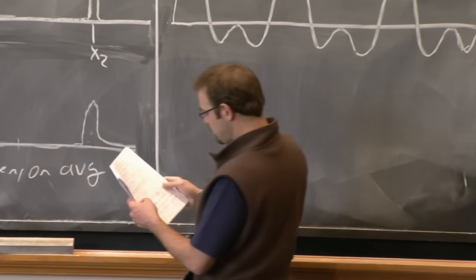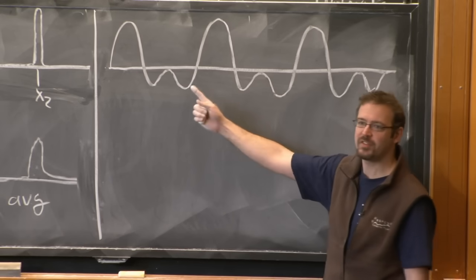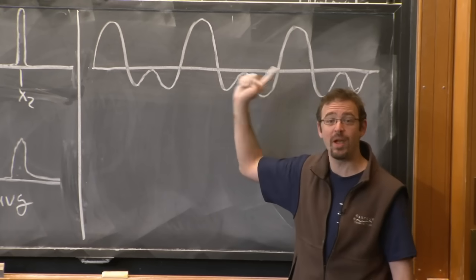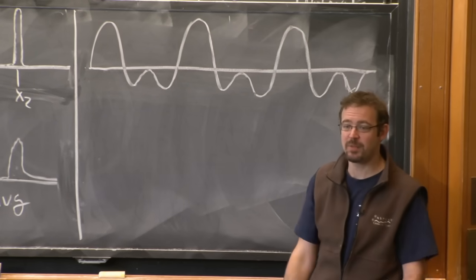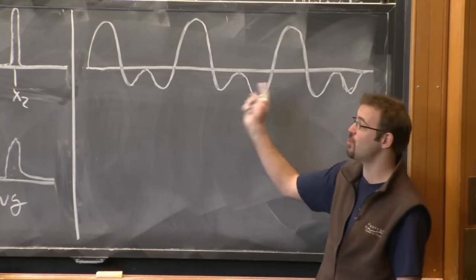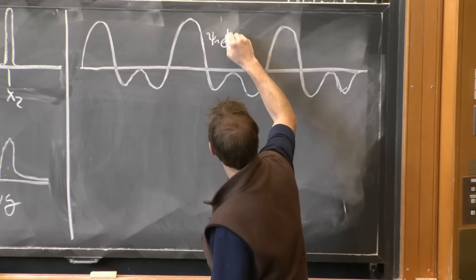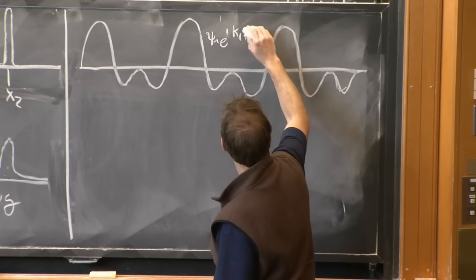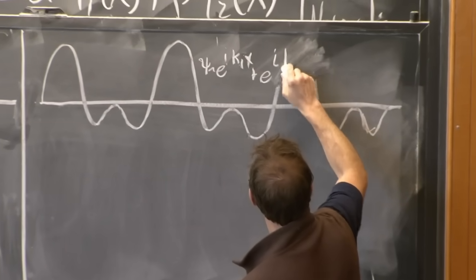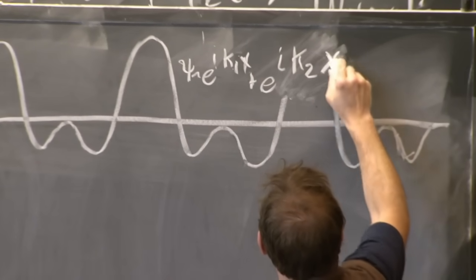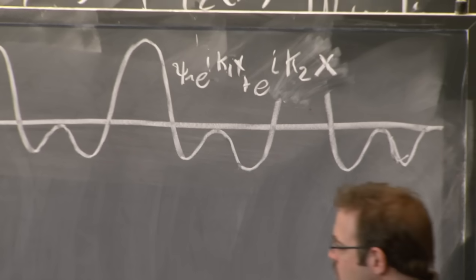Now, what about this guy? Well, does this thing have a period? Does it have a single wavelength? No. This is like light that comes at you from the sun. It has many wavelengths. In this case, it has just two. I've added those two together. So this is a plane wave, which is psi is e to the ik1x plus e to the ik2x. Okay? So in fact, it has two wavelengths associated with it, lambda 1 and lambda 2.